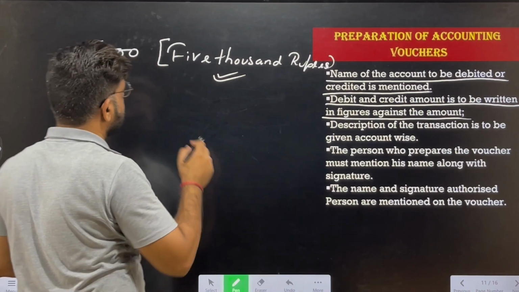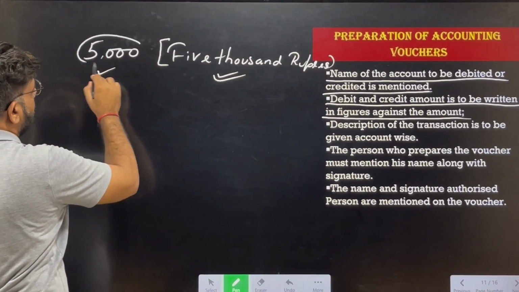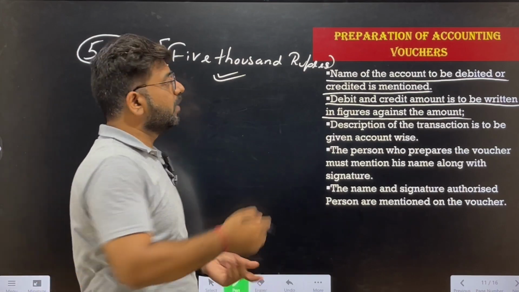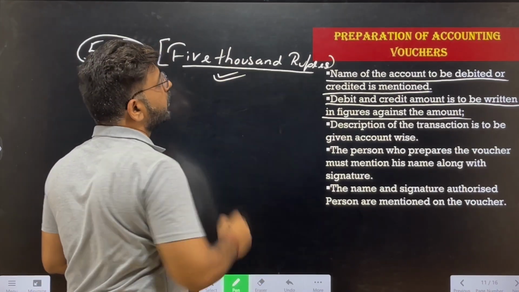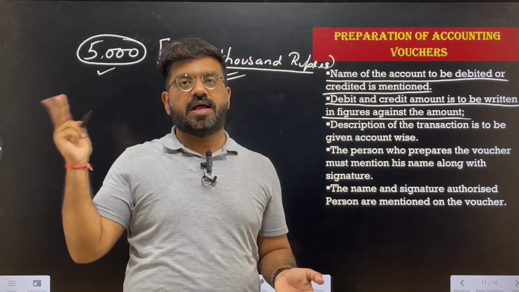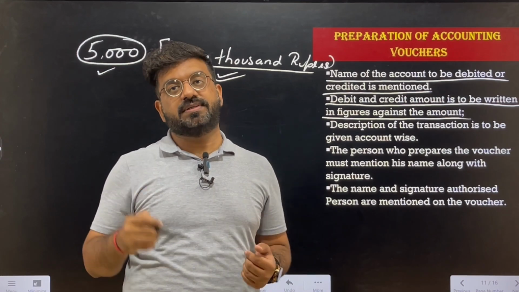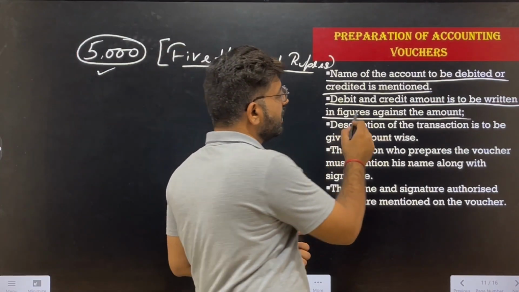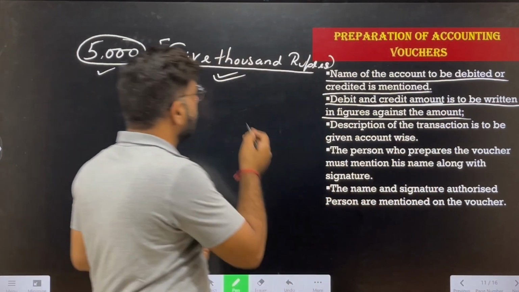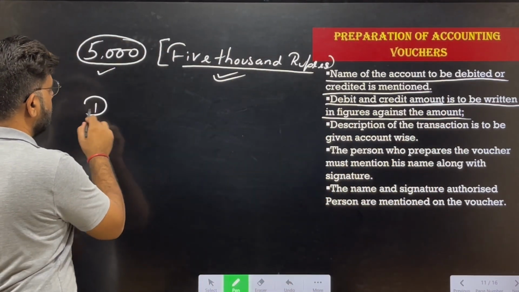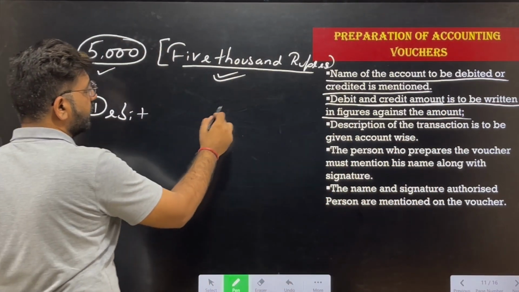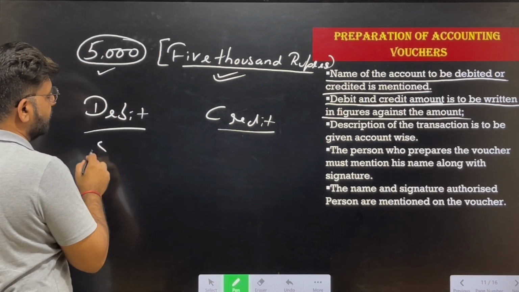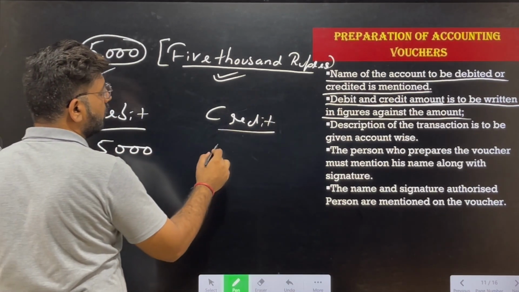Why? Because sometimes the handwriting of one person is not very much clear. So he can simply read this to check whether the amounts are matching or not, whether the person is able to understand the figures or not. That's why the debit and credit amounts, both of them should be equal. It should not be like this is 5,000 and this is 2,000.